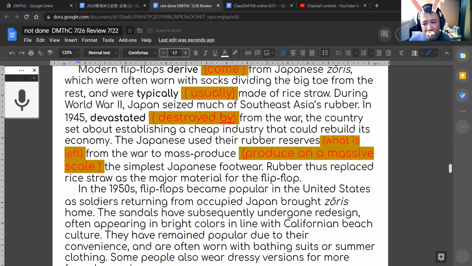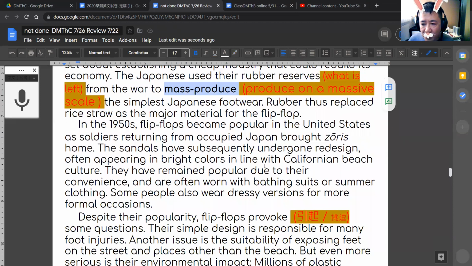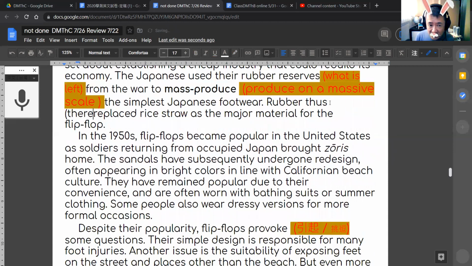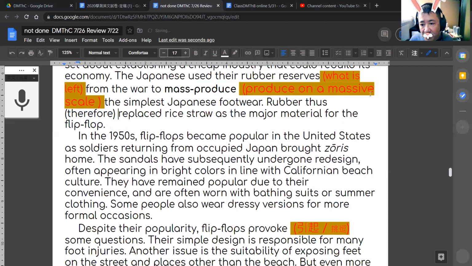They used their rubber reserves from the war to mass produce. Here's an interesting word, a review. Look at the word mass produce. Do you remember? Produce on a massive scale, right? To mass produce the simplest of Japanese footwear. Rubber, thus, here means therefore. 因此. Rubber, thus, therefore.